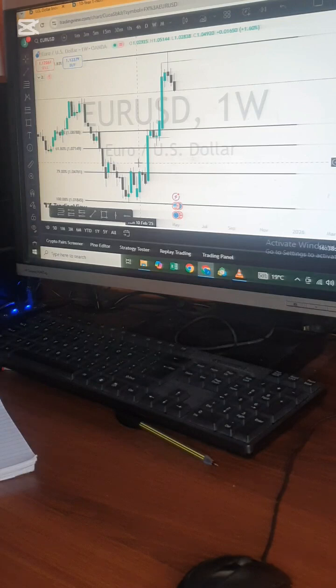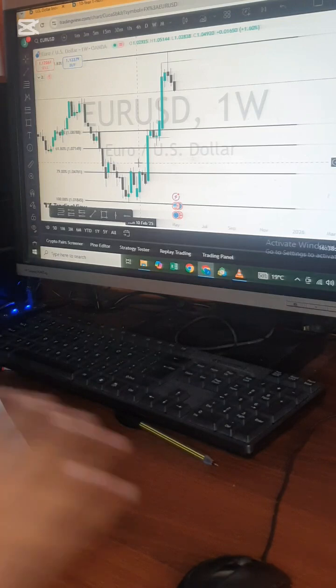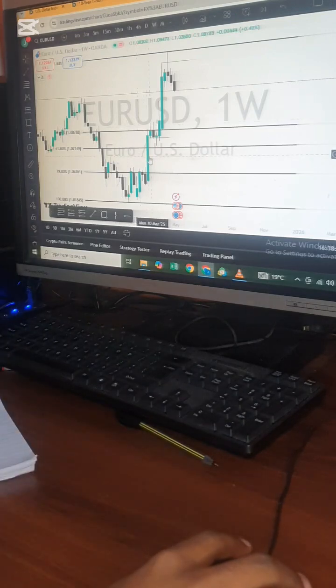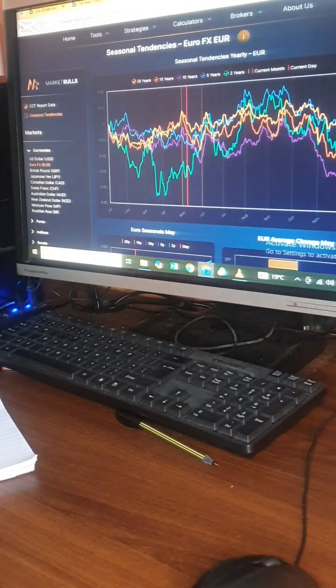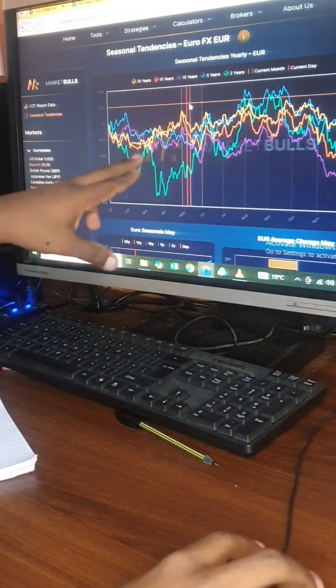Maybe this can take also like 1 year, because for this price, maybe from March 24th to May, it can take maybe next month it will fill here, because I anticipate that the trend will sell. So this is a weekly chart. You can compare it to the seasonal tendency. So the euro, as you can see here, is where we are.